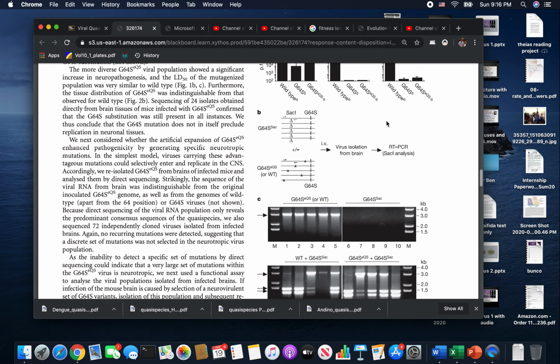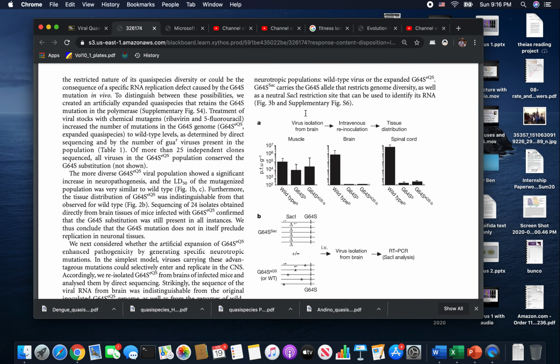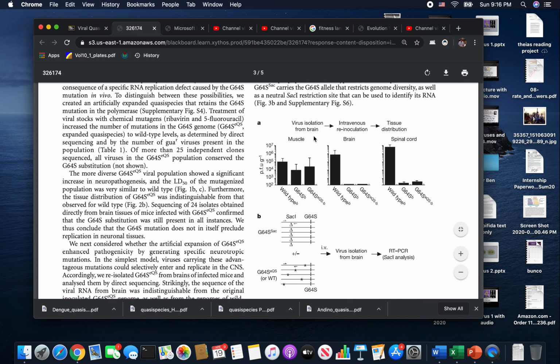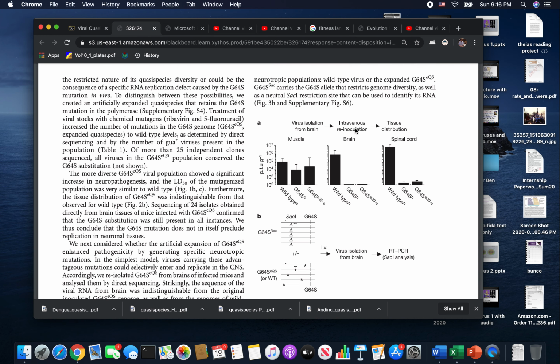And that's basically it. They then do one more thing where they take virus out of the brain and put it back into the bloodstream, and then go take a look and see, can it make it back to the brain? Because the idea is that, well, what if there are viruses that are just good at getting to the brain? And so they took viruses from wild type and a couple from G64S and G64S EQS that did make it into the brain. And they took these guys out. So these are the ones that have been selected for being able to grow in the brain. And they put them into the bloodstream, and wild type gets right back to the brain.